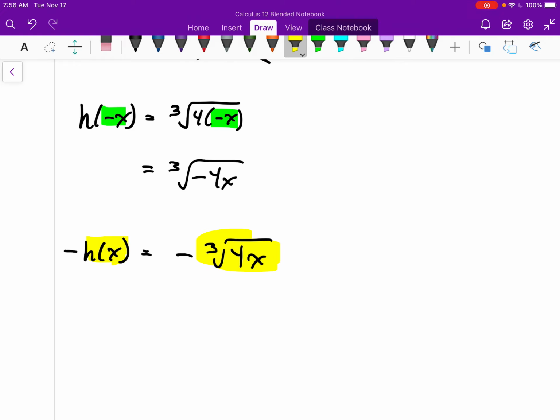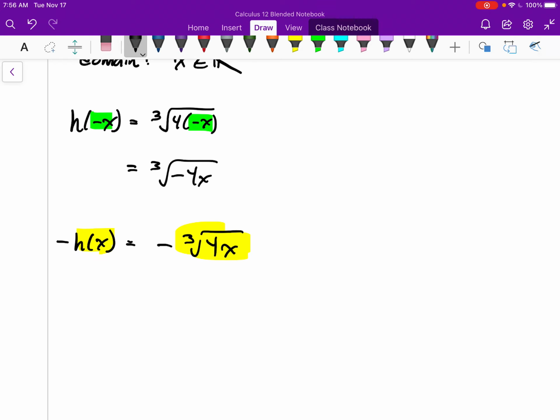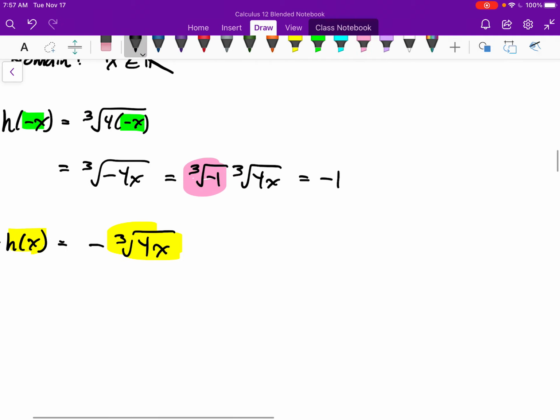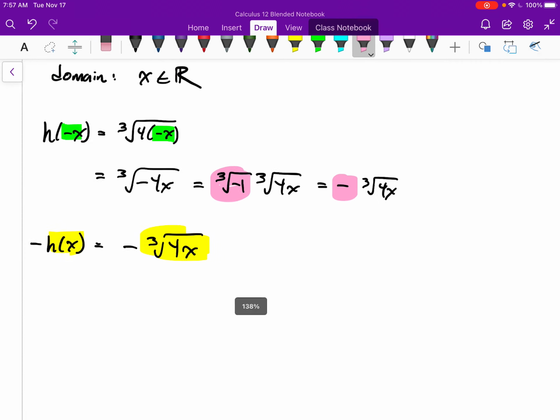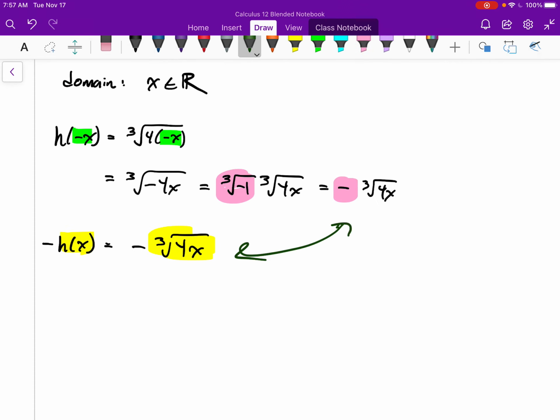That's because the cube root of a negative number, you can evaluate it. For example, one way I can show this is if I take this equation up here and write it as the cube root of negative 1 times the cube root of 4x, using what we know about radicals. Now again, the square root of negative 1 is not a real number, but the cube root of negative 1 is just negative 1. And so I can rewrite this as negative 1 times the cube root of 4x, or just negative the cube root of 4x. Notice these two are the same, which means h of negative x is the same as negative h of x. So therefore, this is an odd function.